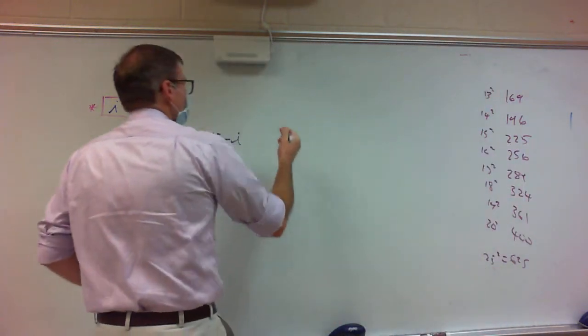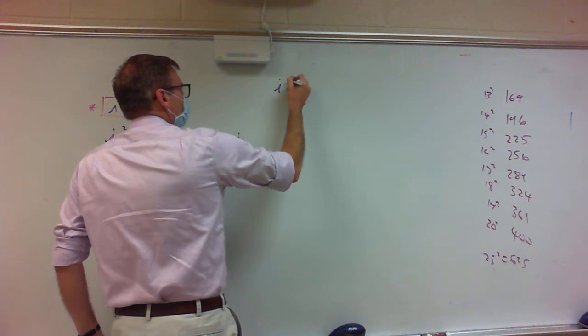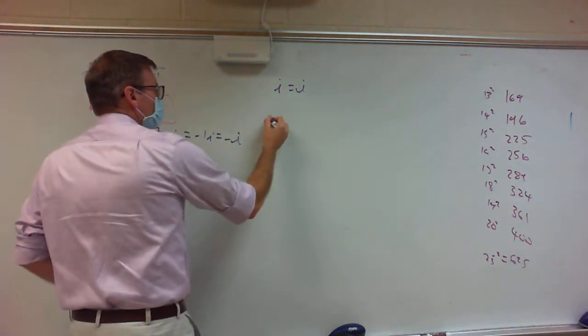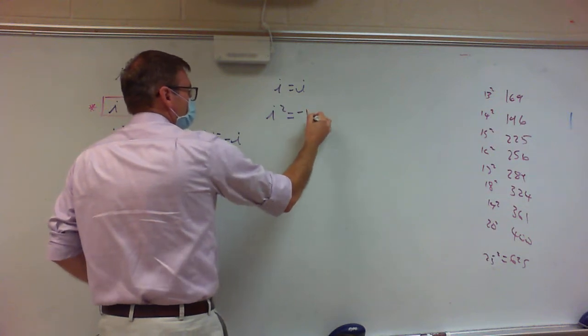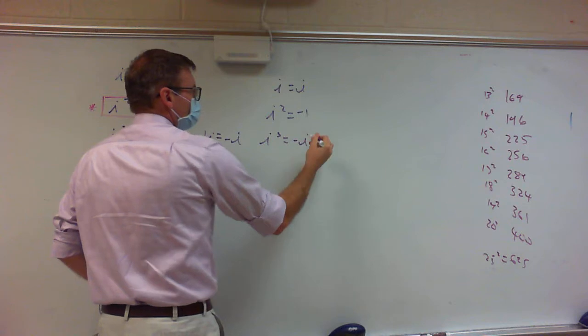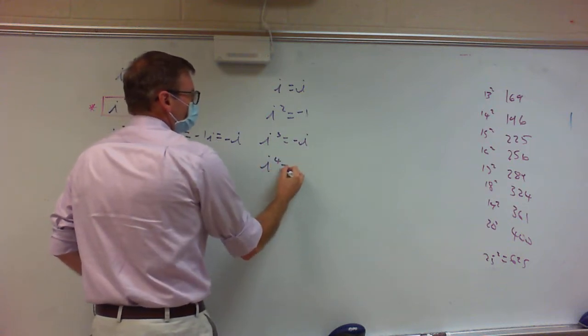So to summarize this, let's see. I to the 1st is just I. I can't do a whole lot with that. I squared, we talked about that's negative 1. I cubed, well, that's going to give us negative I. And I to the 4th gives me 1.